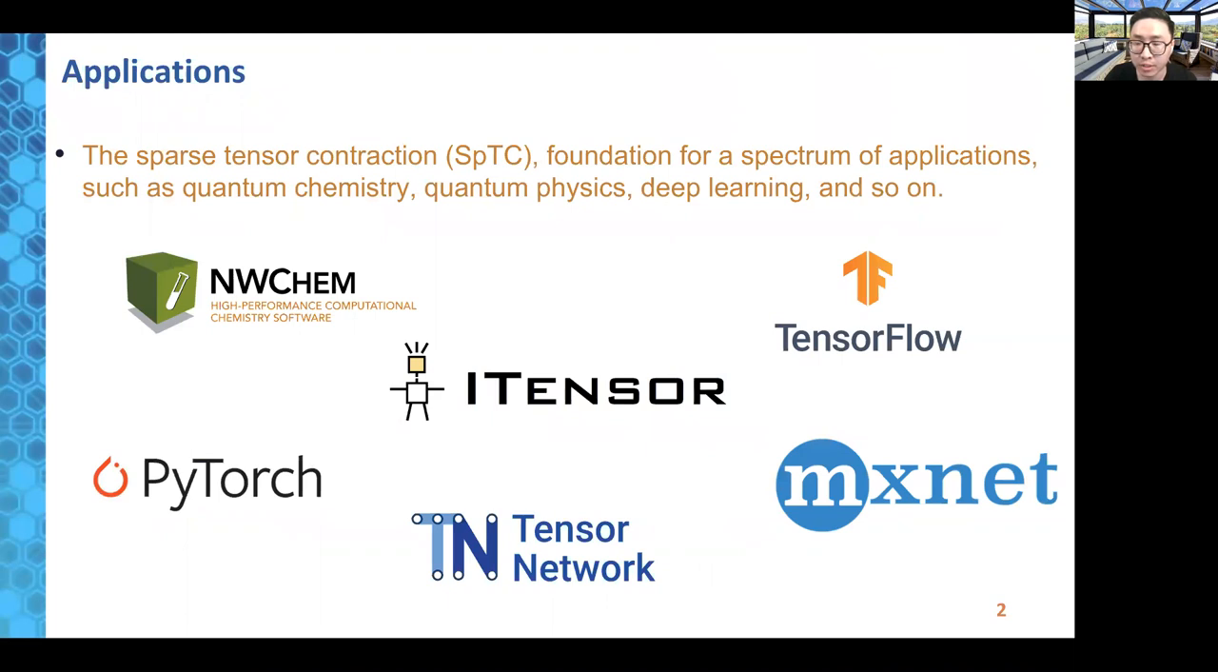Sparse tensor contraction has been widely used in quantum chemistry, quantum physics, deep learning, and so on. Optimizing the performance of sparse tensor contraction has fundamental impacts in industry and academia.